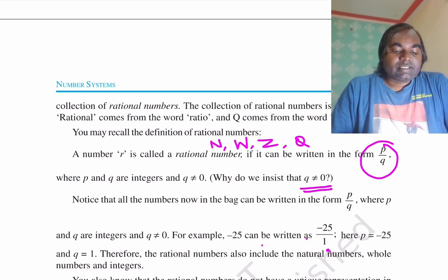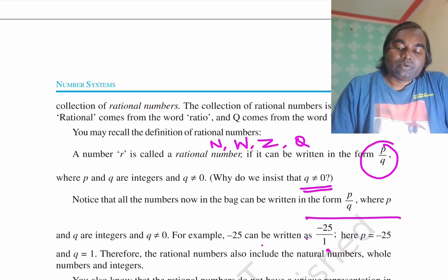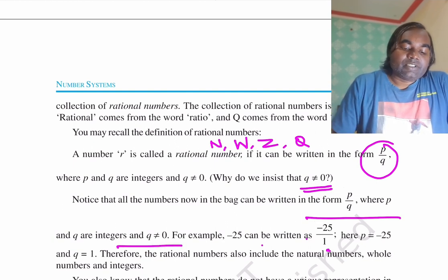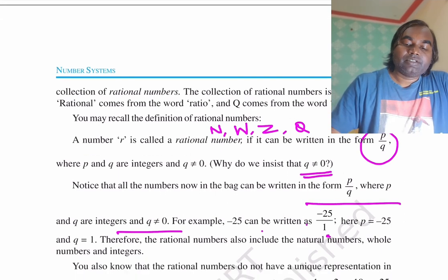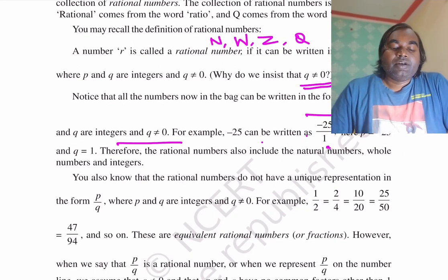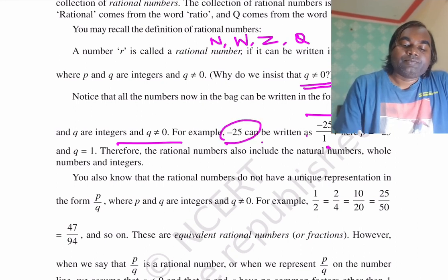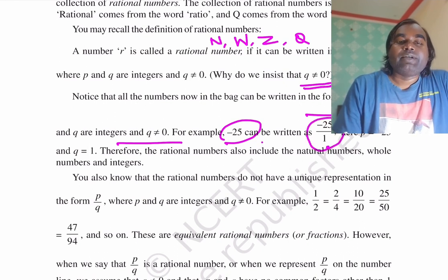Okay, notice that all numbers now in the bag can be written in the form of p by q, where p and q are integers, emphasizing q is not equal to 0. Now take for example -25. This -25 can be written as -25 divided by 1. Here p is equal to -25 and q is equal to 1.